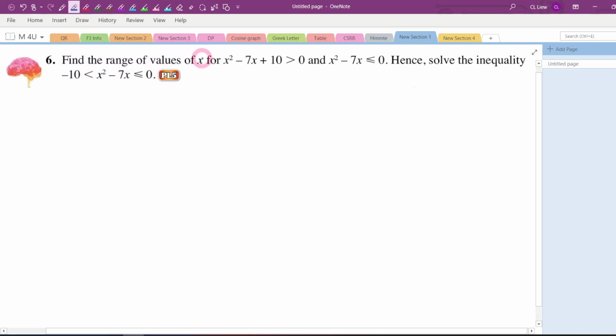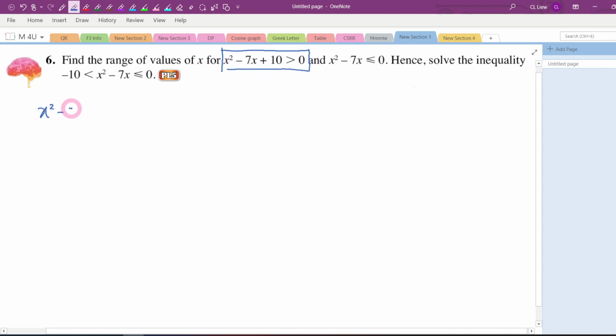Find the range of values of x for x squared minus 7x plus 10 is greater than 0, and x squared minus 7x is less than or equal to 0. Hence, solve the inequality of this one. Now, let's find the range for this inequality first.